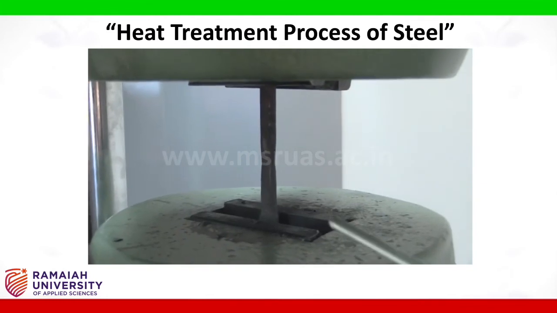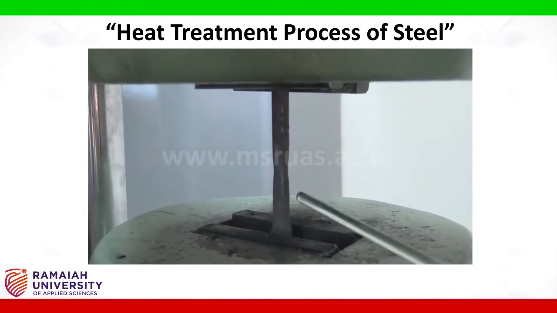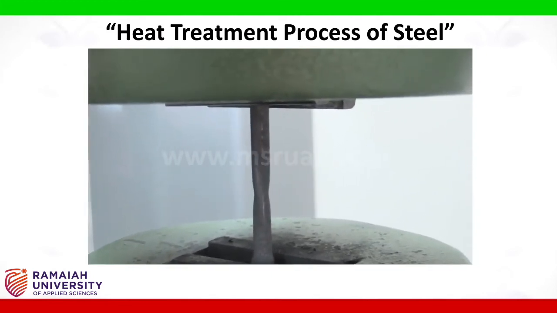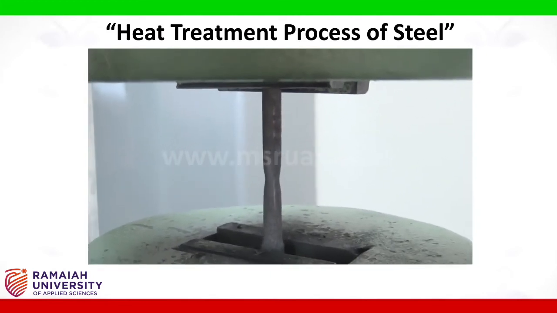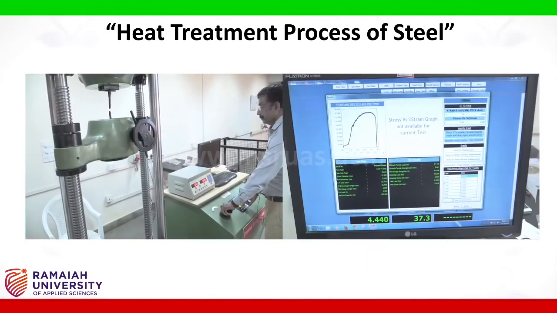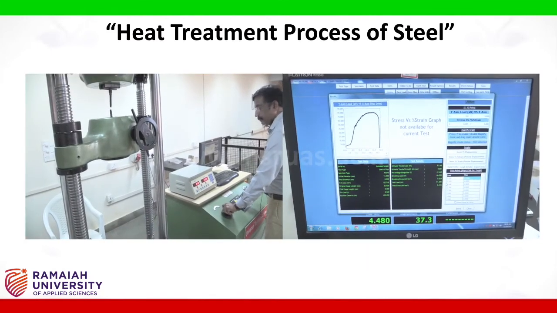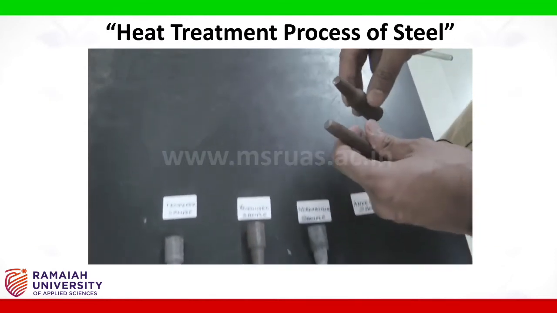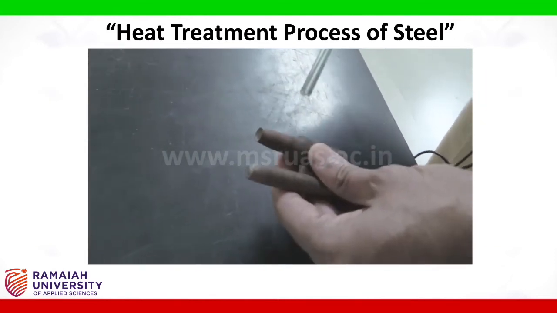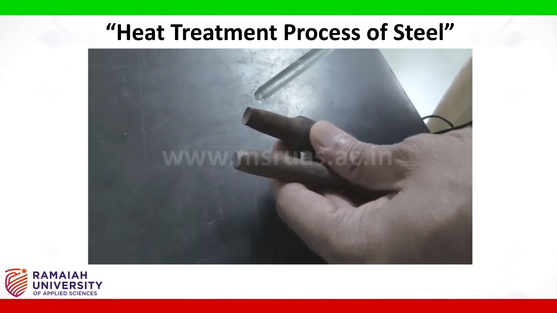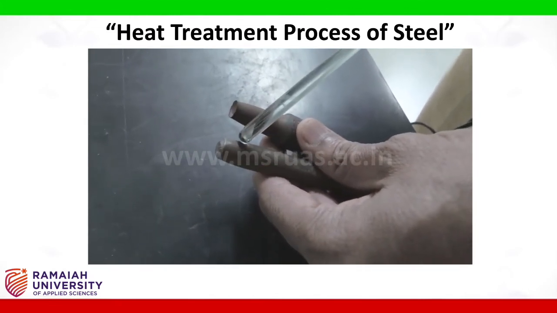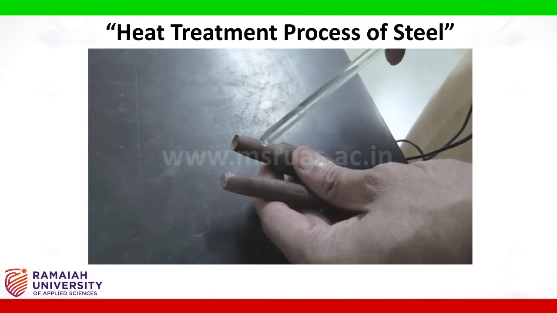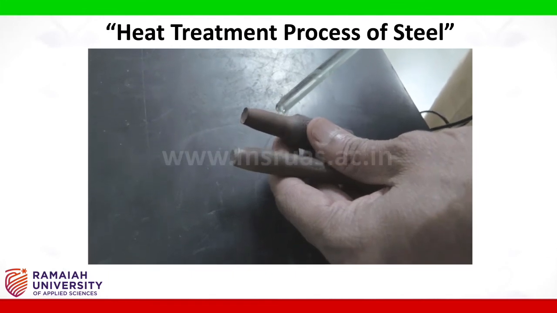Now you can see cup and cone like necking. After the sample is tested, if you see the fracture area, you can see cup and cone arrangement. The material has become ductile and more soft. That is the process of annealing.